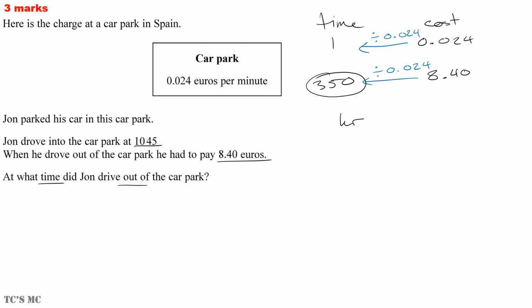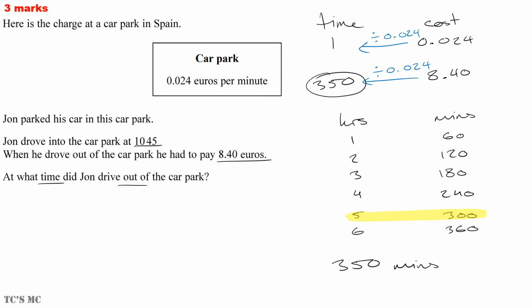Now I want to convert the minutes into hours. So I'm just going to list out my hours. I know 1 hour is 60 minutes, 2 hours must be 120, and so on. So as we can see, he wasn't there for 6 hours, he was there for 5 hours and some extra minutes. So that must be 5 hours and 50 minutes. So I'll make a note of that. And now we have 2 marks.